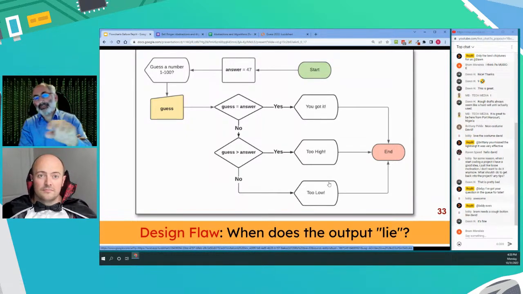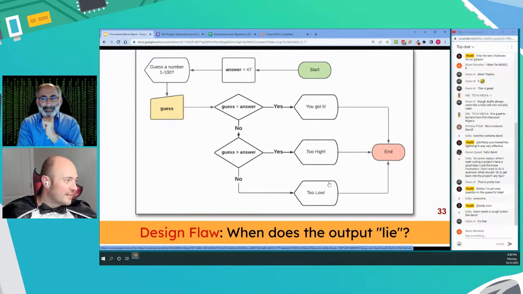Right. And at this level of flowcharting, I'm actually flowcharting almost line by line. But at a higher level, you're flowcharting what the different functions are doing, so you might not flowchart at this level. I'm not getting anybody in the chat saying that they know why this output lies, so I'm going to throw it over to you, David. Oh, God, I have to have a look at it then. Right, let's have a look. So 47, guess a number. Guess the answer, yes, you got it. No, too high.